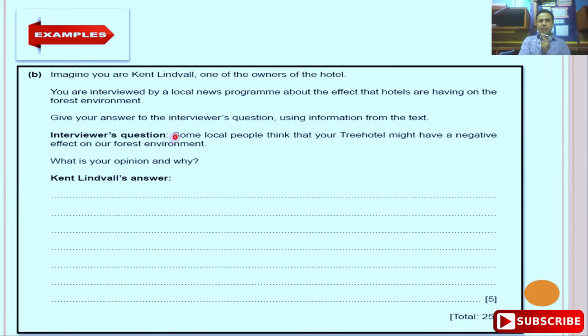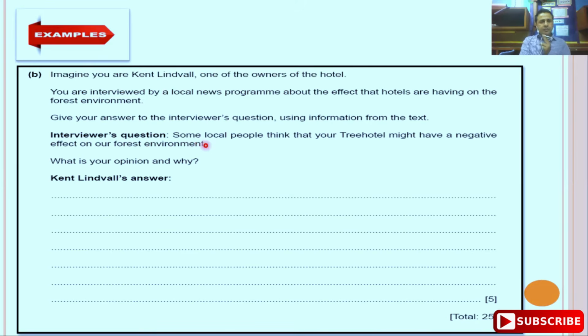This is a sample that I've taken from the specimen paper. Imagine you are Kent Lendwall, one of the owners of the hotel. You are interviewed by a local news program about the effect that the hotels are having on the forest environment. Give your answer to the interviewer's questions using information from text B. Now, this is the information you have to take from text B, but you have to imagine that you are the manager of the hotel, Kent Lendwall.